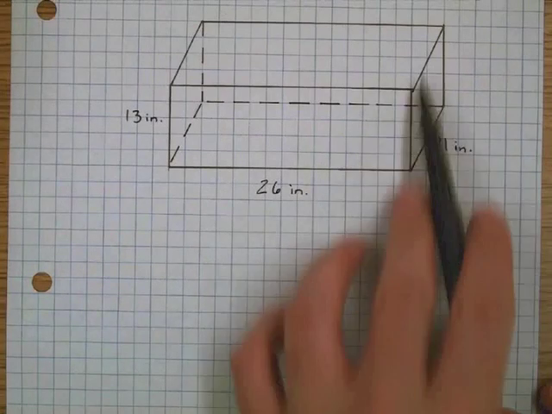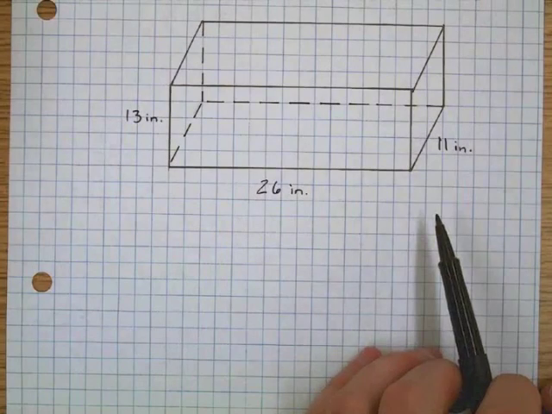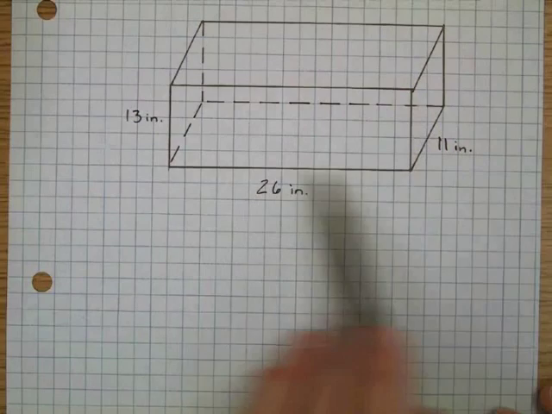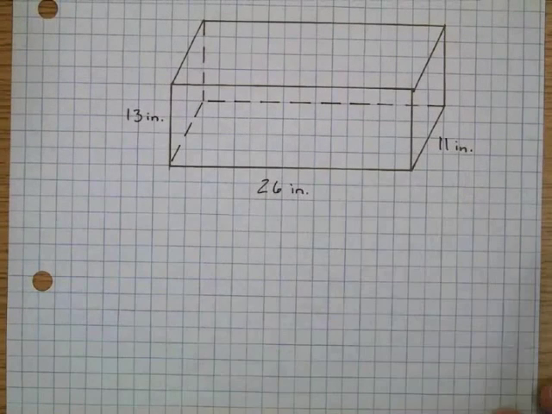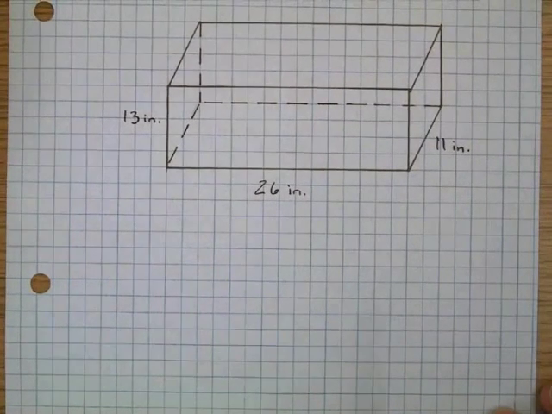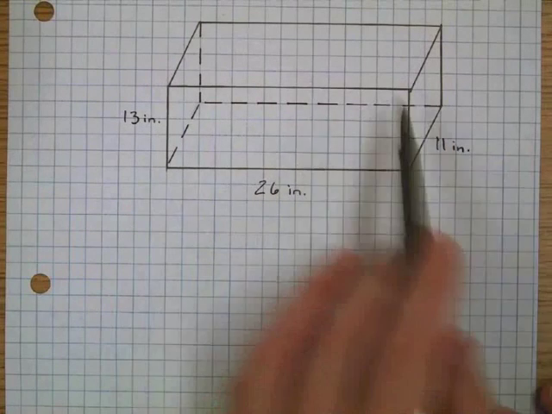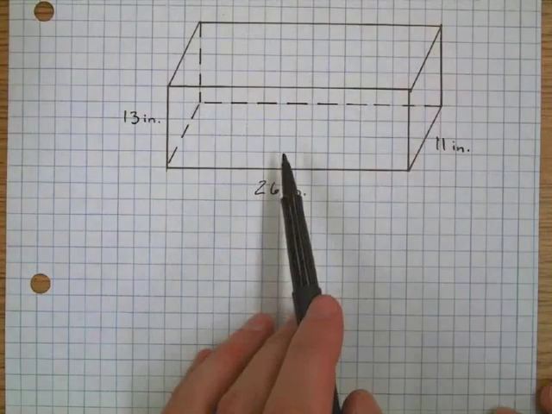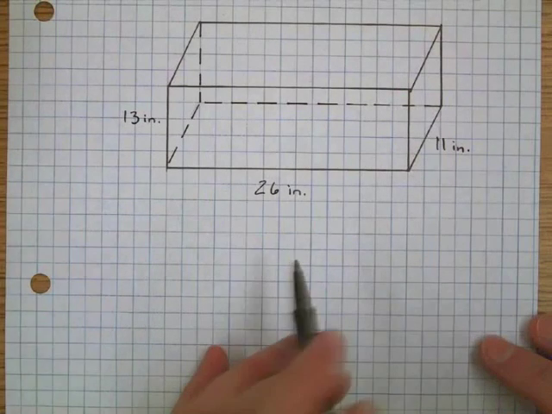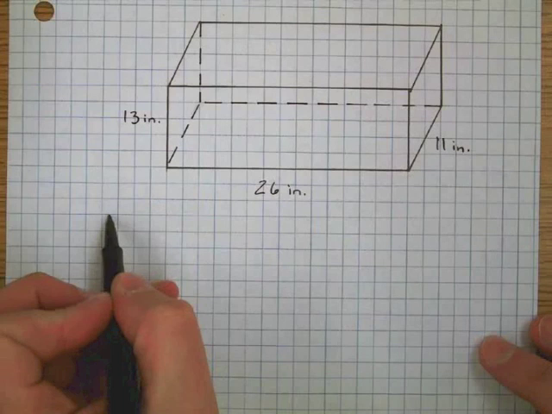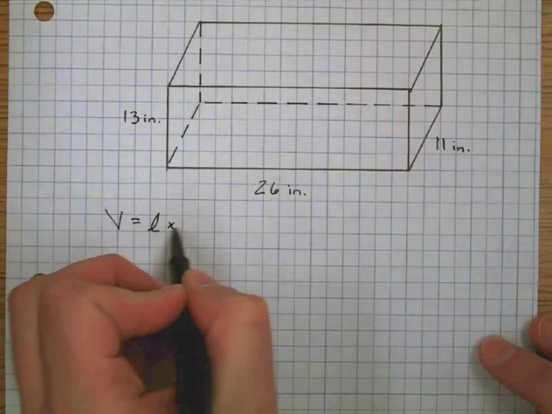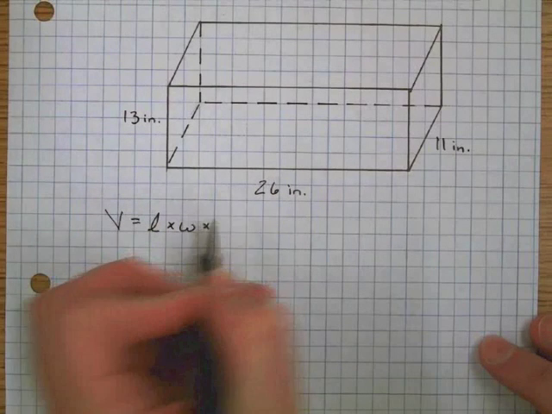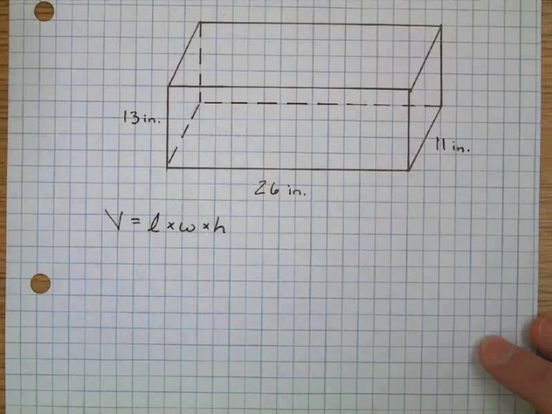And here we have a rectangular prism, and we have a width, and we have a length, and we have a height. And we have inches as our units on all of these. Now when we're finding out how many cubic units are going to go into the space, we can use a formula, and that formula is the volume is equal to the length times the width times the height.